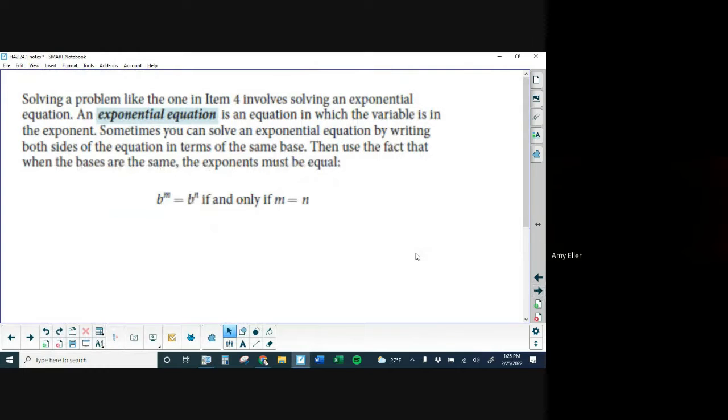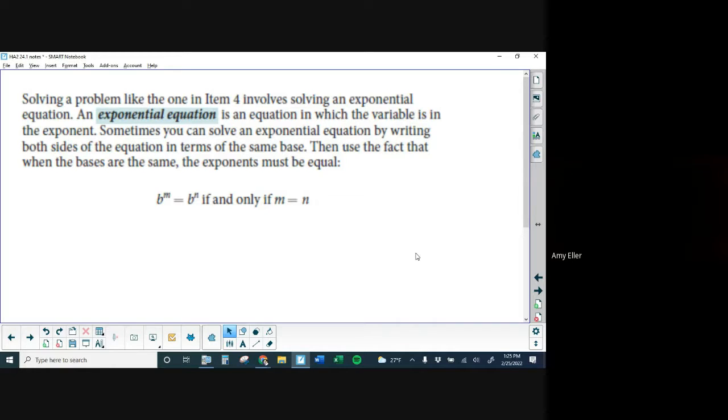Here's what our lesson gets into today. Solving, but certain types of solving. It says, solving a problem like the one we did in item 4 involves solving an exponential equation. An exponential equation is an equation in which the variable is in the exponent. Sometimes, maybe underline sometimes, because it doesn't say all the time. Sometimes you can solve an exponential equation.